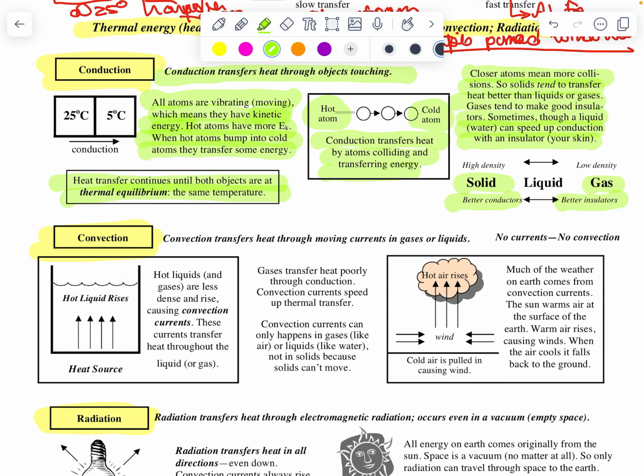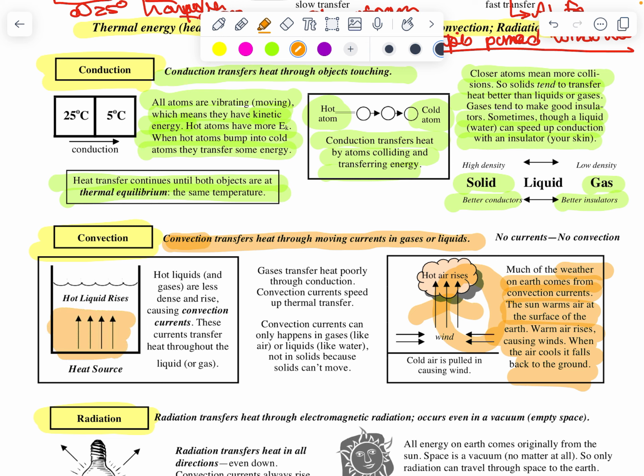Next, convection transfers heat through moving currents. So you've all heard of convection currents in weather. The sun warms the air, the warm air rises, and then wind happens. And when the air cools, it falls back to the ground. So we can see the hot air rises, and then it cools, and then it rises, and it cools, and it goes into a cycle.